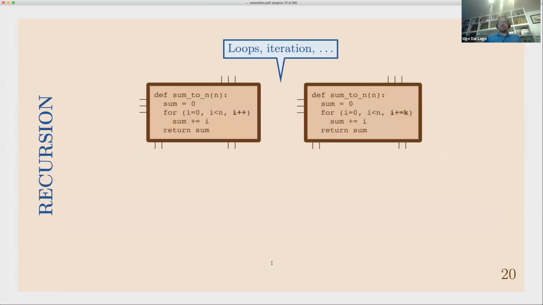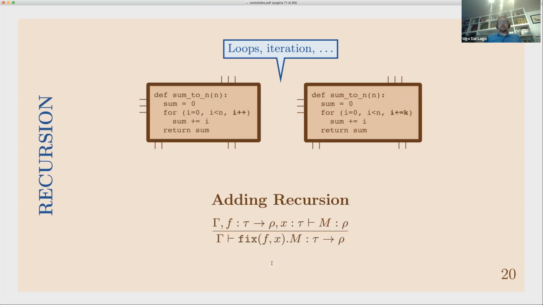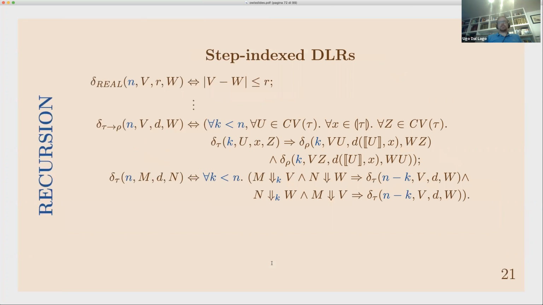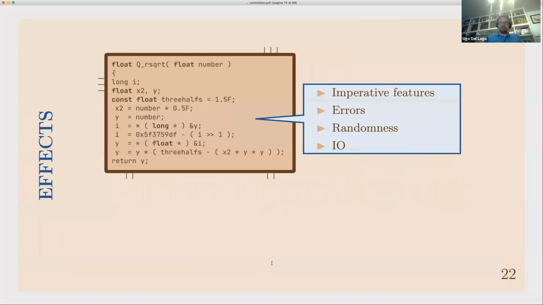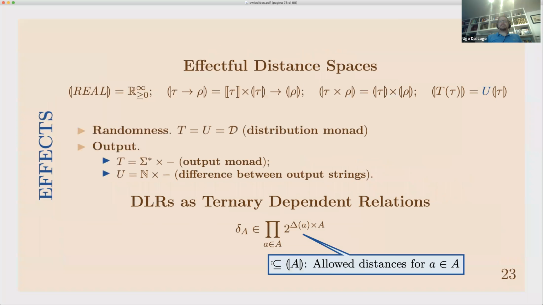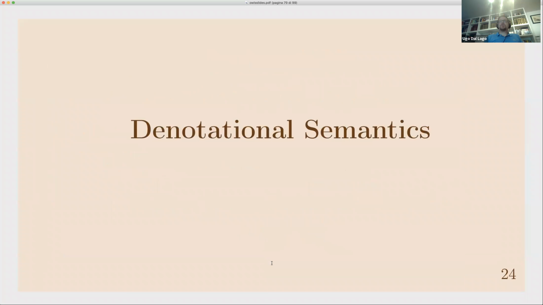And in the presence of recursion, things work reasonably nicely. You can add recursion to the language, and you can get a notion of step index in the differential logical relation. But I don't want to spend too much time on that. Just one thing: you can get again the fundamental lemma in the usual way, parameterized on the underlying step index. Okay, let me skip this and let's go to the denotational semantics.